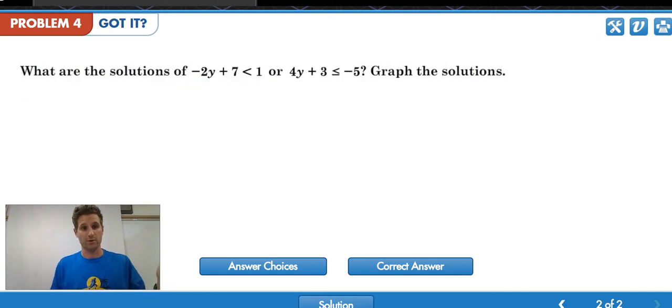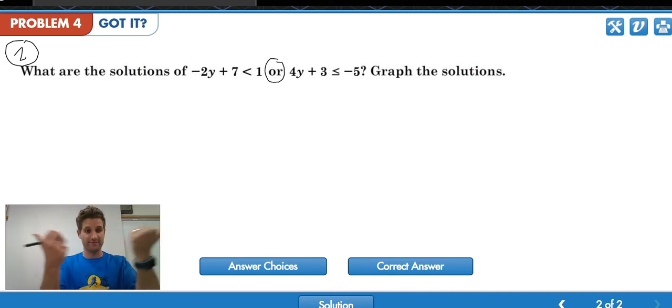Okay, what about the word or? What are the solutions? Number 2, what are the solutions of the following set? Graph the solution. So the key word here is or. It means we're going to graph both graphs, and you're going to go in opposite directions.